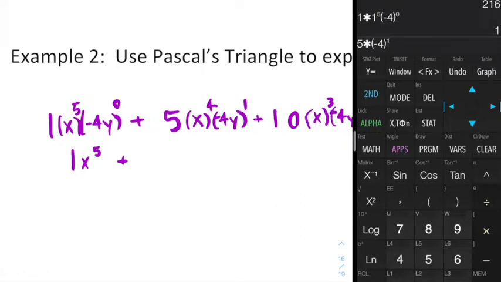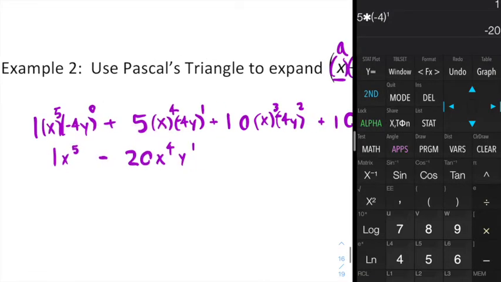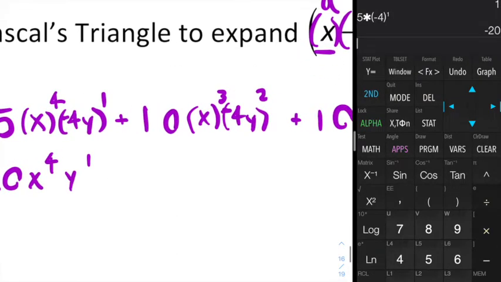Now, if you raise a negative to an odd power, it will change to a negative, so it eventually becomes negative. I change that right there. -20. You'll have x to the 4th, and then you'll only have a y to the 1st. So remember, those powers should add back up to 5 right there. Because we raised the negative to an odd number, this term becomes negative. Watch what happens when you raise it to an even number here.